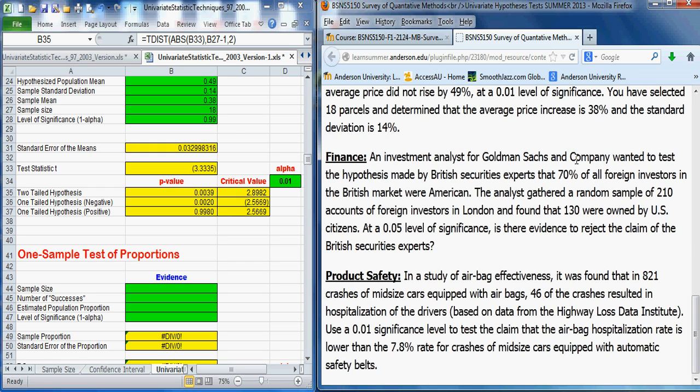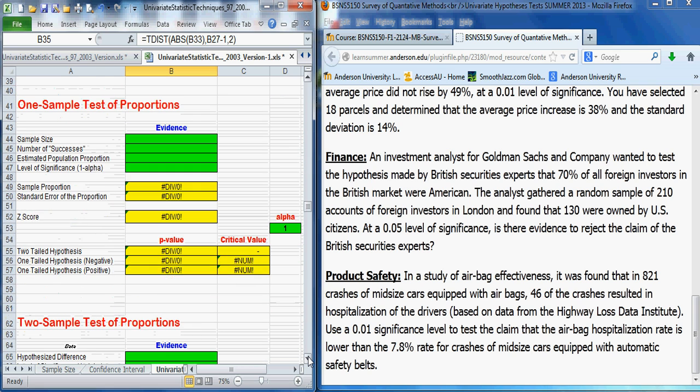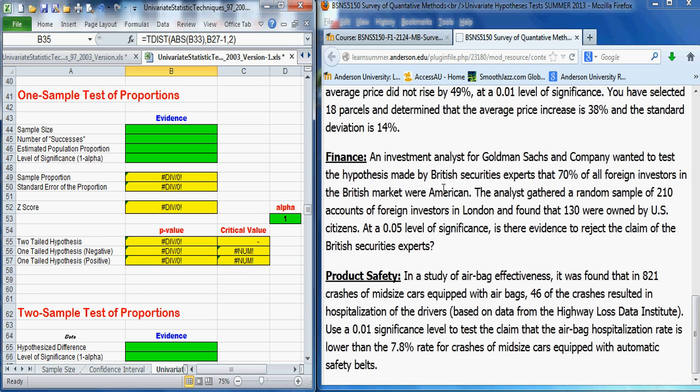The statement is that one of the tests is that 70% of all the investors are American. So there's no direction indicated, no less than or greater than. So we'll use that. Let me move, on our spreadsheet over here, to a one sample test of proportions. And we have all of our data given to us.